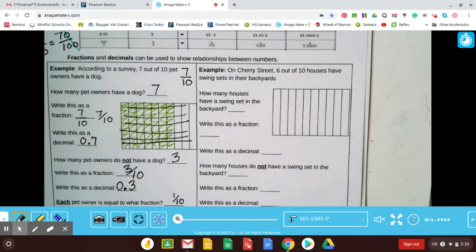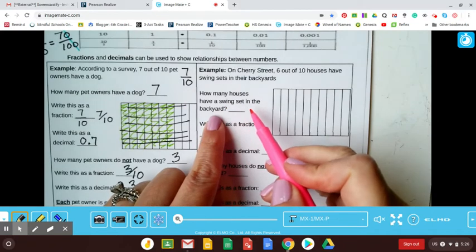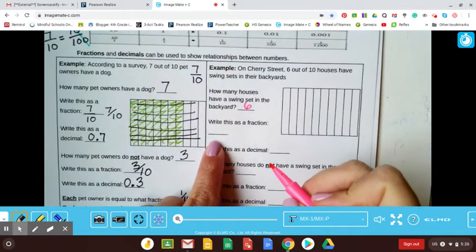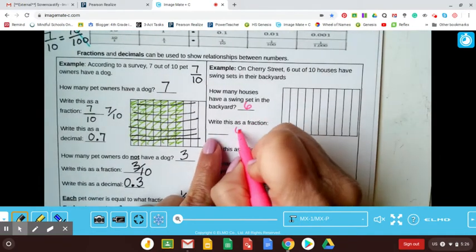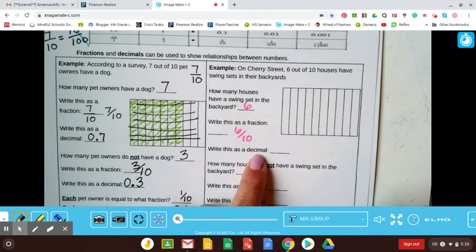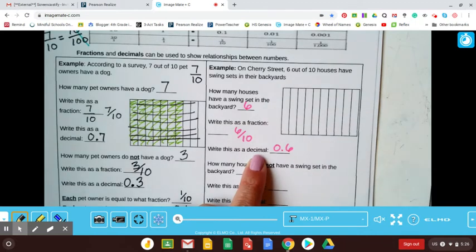All right, so 6 out of 10. How many houses have a swing set in their backyard? Well, we have 6 of them, right? And if I was going to write that as a fraction, I could write it as 6/10, 6 out of 10. And if I was going to write it as a decimal, I could write it like this, 0.6.